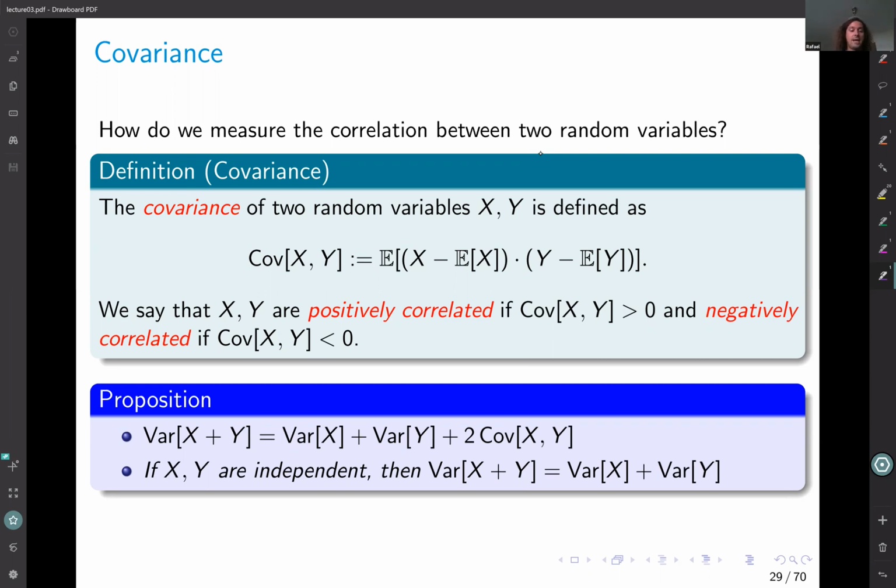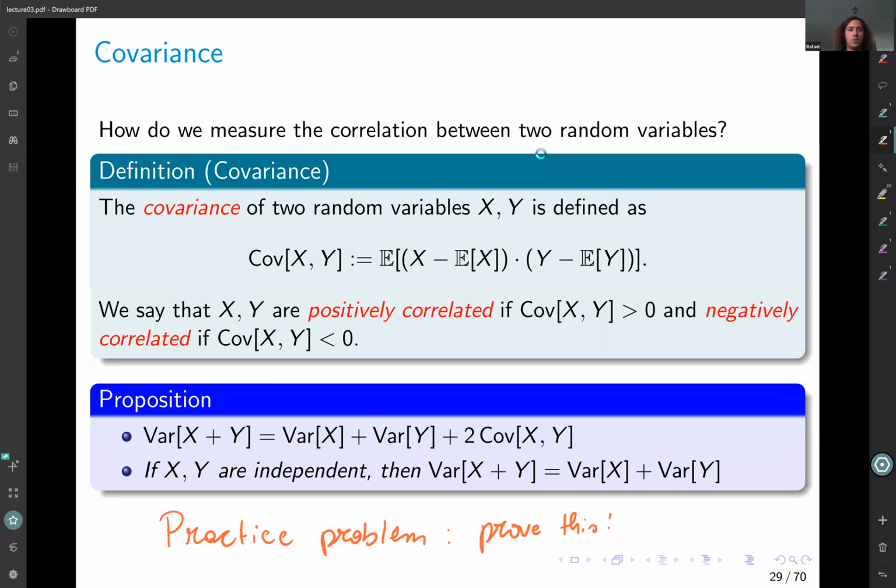And if x and y are independent, then we also know that the variance of x plus y is equal to the variance of x plus the variance of y, because if x and y are independent, then we know that their covariance is 0. As a practice problem, just prove this. If you have trouble with it, you can come to office hours and we can do it together. All right, any questions so far?